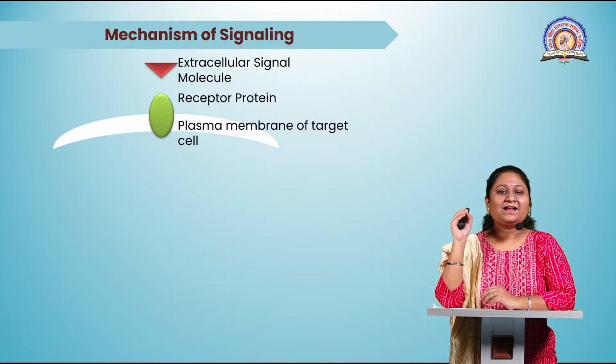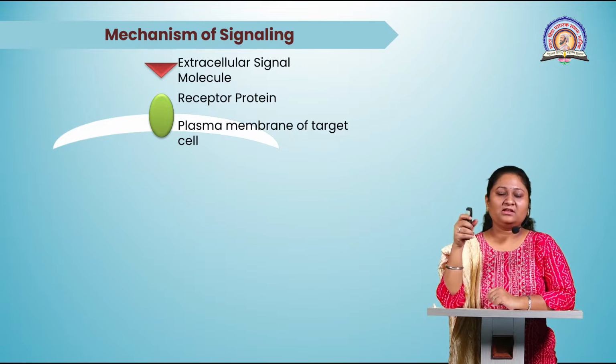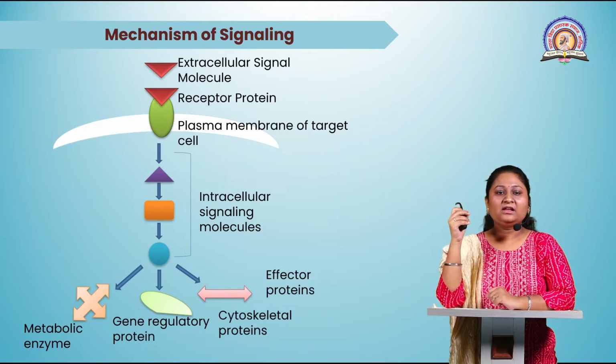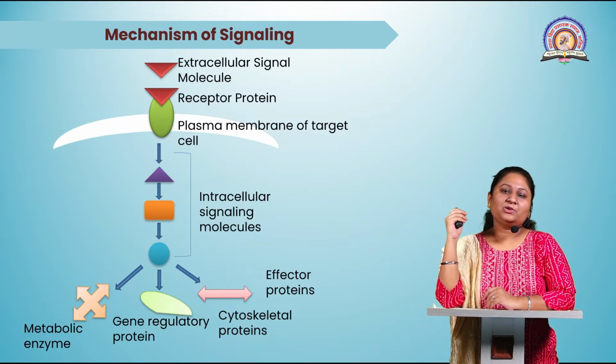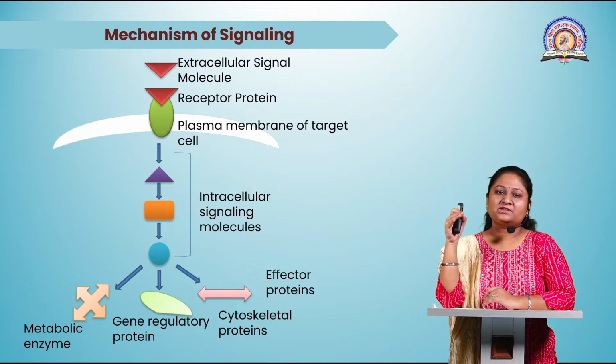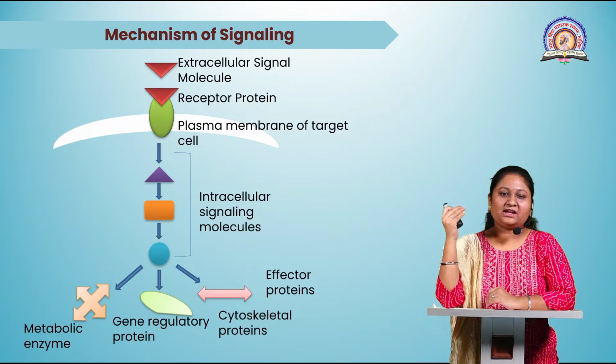As I told you, the signaling molecule is required for signaling. This extracellular signaling molecule, that is the molecule released by one cell, goes and binds to the receptor present on the plasma membrane of another cell and further brings about a cell response. So what happens in the cell response? Some intracellular signaling molecules are activated. As you can see in the figure, when the extracellular signaling molecule binds to the receptor, it activates the cell signaling cascade. That is, the intracellular signaling proteins are activated, which finally go and activate the effector proteins.